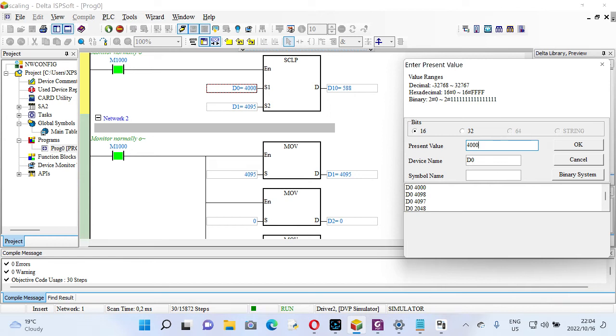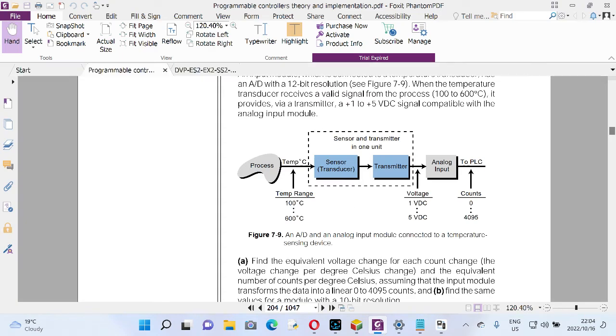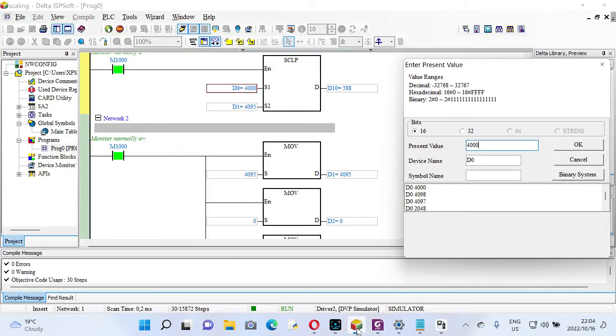4088. So we are now scaling. We are now scaling. So your operator is seeing 588. But in terms of your logic, you are getting maybe resistance transduced to milliamp, from milliamp or to volt, it goes to count.